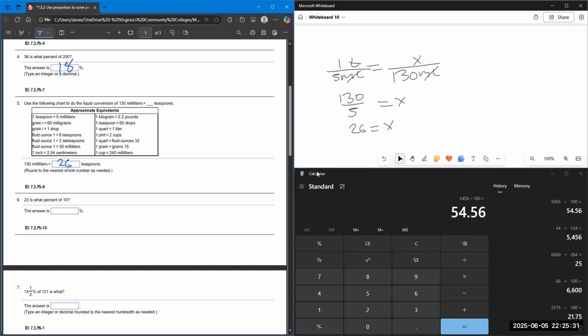23 is what percent of 10? 23 is what percent of 10? So that is 2,300 divided by 10 is 230%.